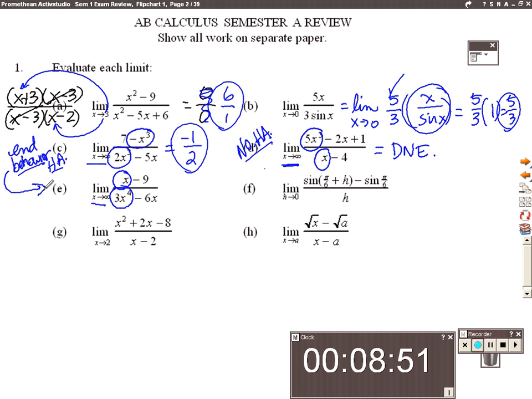And in that case, the horizontal asymptote is 0. So as we go towards positive infinity, if we were to graph this thing, the y value that we would be looking at is 0.